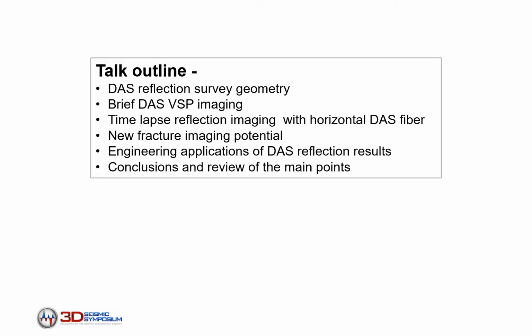So the talk outline looks like this. DAS reflection survey geometry. I'll just do a quick overview of the components of a DAS survey. Have a brief DAS VSP imaging discussion. And then we'll look at the meat of the talk, which is time-lapse reflection imaging with horizontal DAS fiber. I also want to introduce a new fracture imaging potential technique, showing some real data. And we'll briefly discuss a couple of engineering applications of these DAS reflection results, the type that we're seeing here. That's a hypothetical engineering application. And then we'll finish off with some conclusions and a review of the main points.